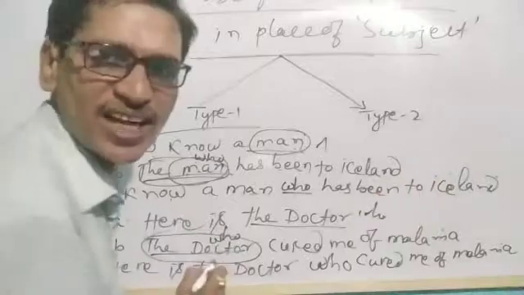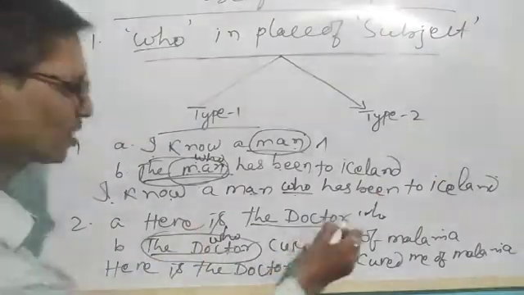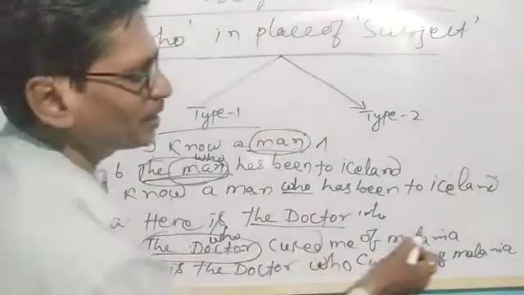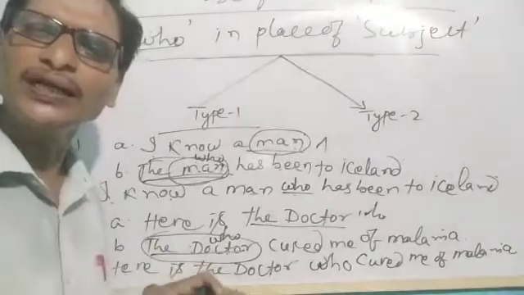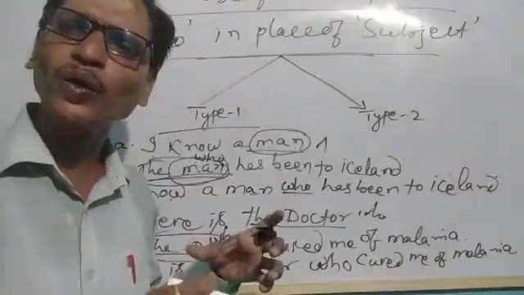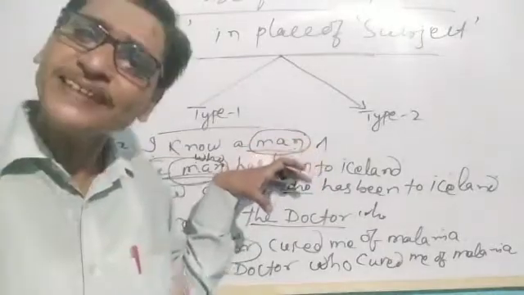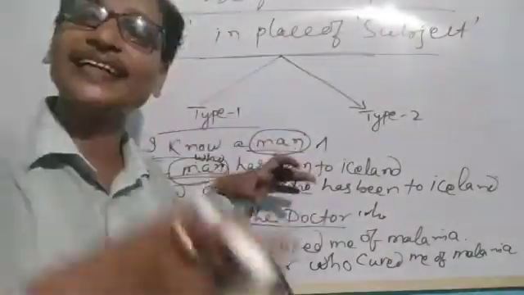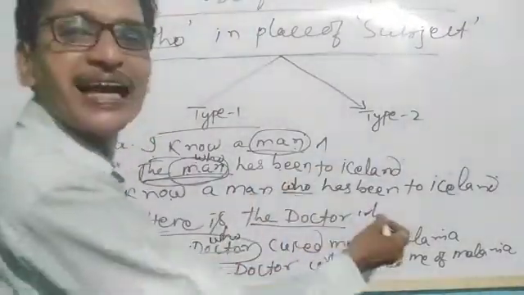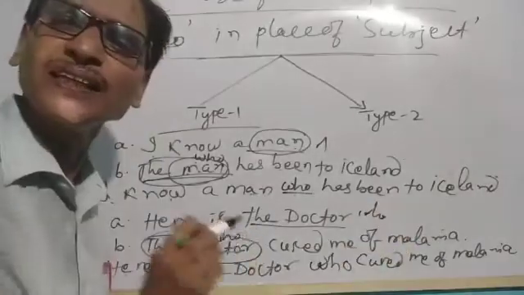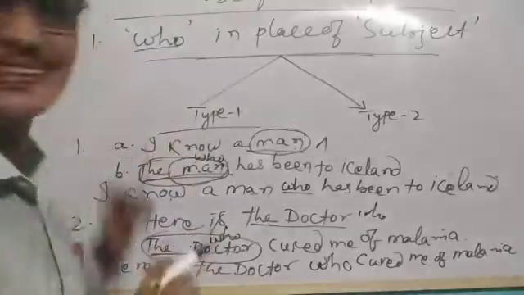has been to Iceland. Here is the doctor. Here is the doctor who cured me of malaria. You understood? In type 1, mostly we have used a relative pronoun and combined the second sentence with the past sentence. We are taking the second sentence and adding it with the past sentence using a relative pronoun. This is the first type.